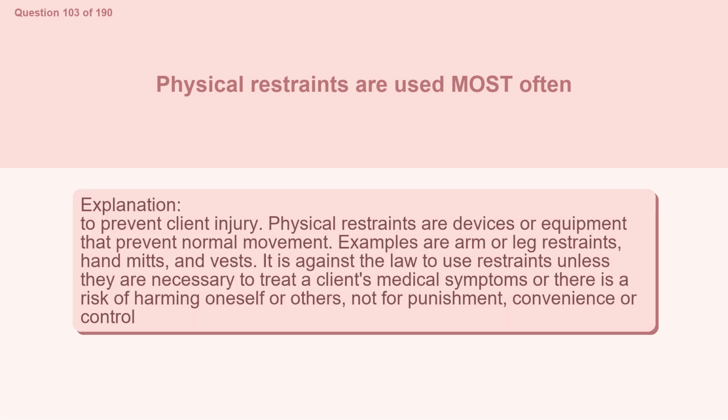To prevent client injury. Physical restraints are devices or equipment that prevent normal movement. Examples are arm or leg restraints, hand mitts, and vests. It is against the law to use restraints unless they are necessary to treat a client's medical symptoms or there is a risk of harming oneself or others, not for punishment, convenience, or control.